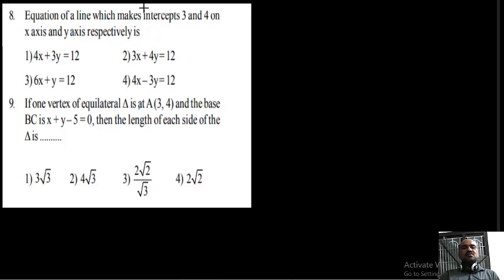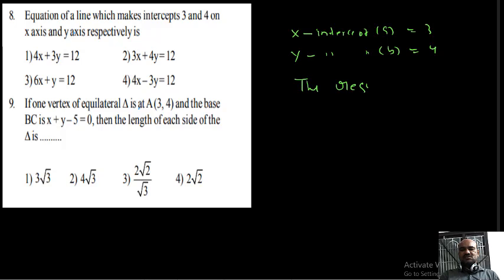Equation of a line makes intercepts 3 and 4 on x and y axis respectively. X intercept, small a, equal to 3, y intercept, small b, equal to 4. What is the required line? x by a plus y by b equal to 1. This is the intercept form of a straight line.